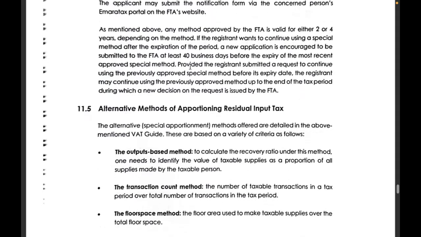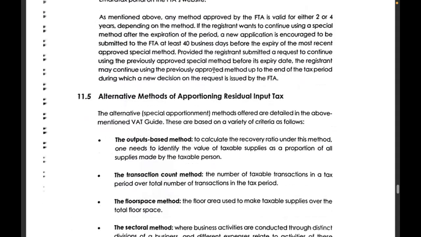So you applied and it was approved, and later on you thought, okay, this is not resulting in the right results, and you went back to FTA. So whichever was the last approval granted by the FTA, that method will be considered, and after completion of the 2 or 4 years, we have to go back to FTA while still 40 business days remain in completion of that 2 years or 4 years. So before that time, we have to notify, we have to go to the FTA and seek approval.